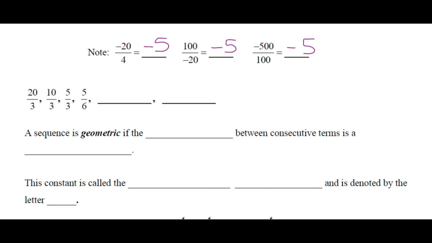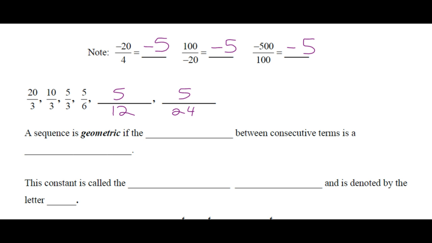20 thirds, 10 thirds, 5 thirds, 5 sixths, 5 twelfths, and 5 24ths. So what's the rule? Divide by 2? Yeah. I'm going to go with multiply by a half, just because I think it's easier. So I multiply this by a half, the 2 cancels into this, gives me the 10. Multiply this by a half.